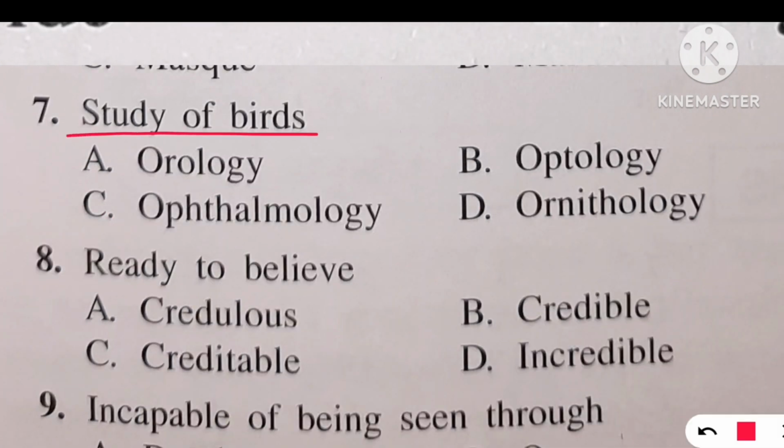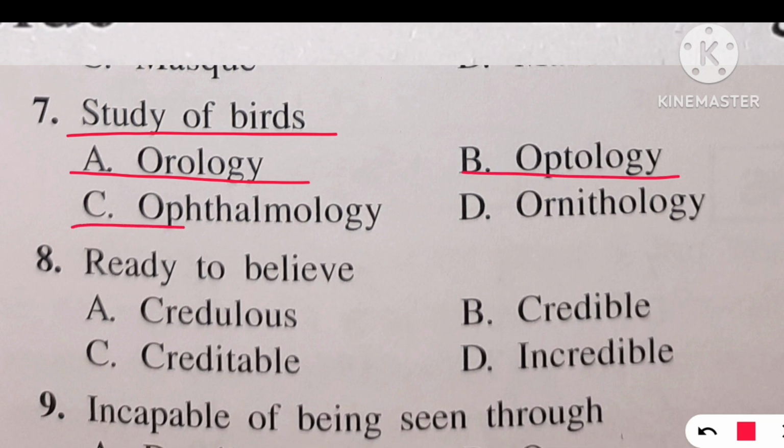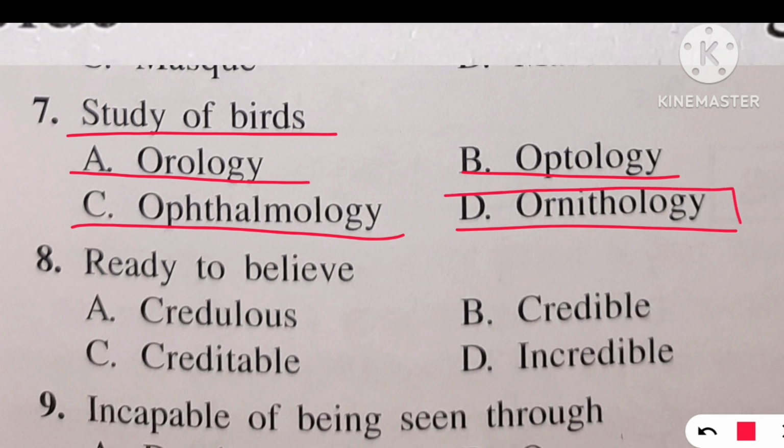Question number 7. Study of birds. What is it called? Option A, orology. Option B, optology. Option C, ophthalmology. And option D, ornithology. The right answer is option D, that is ornithology.